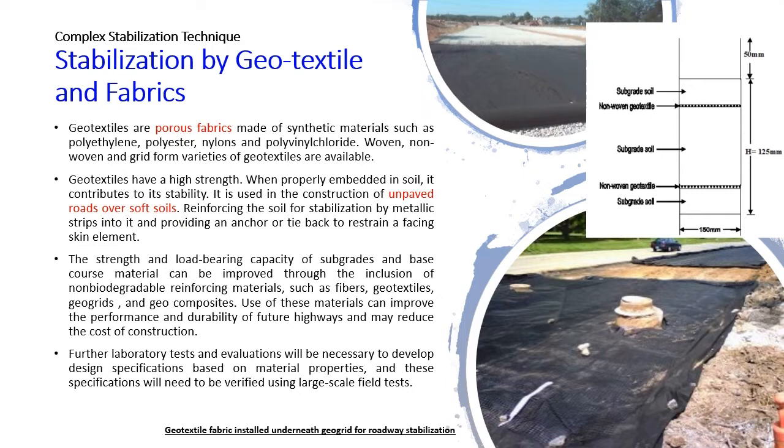With the application of geotextiles, it helps reduce costs of bringing in earth material from a borrow pit. Rather, the initial earth material found on the construction site is used for road pavement. Use of these materials can improve the performance and durability of future highways and may reduce the cost of construction.